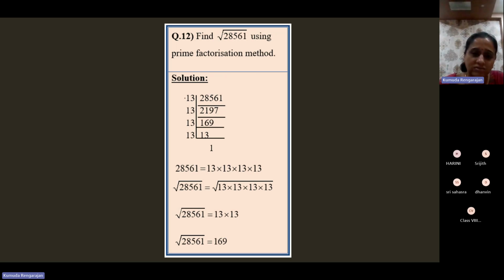So if you use 13 once, use it again, it will be divisible. Then you get 169. If you know 13 into 13 is 169, you will continue with 13. 13 13s are 13 ones. So 28,561 is 13 into 13 into 13 into 13. Take square root on both the sides. From 2 13s, 1 13 comes out. From 2 13s, 1 13 comes out. So 13 into 13 is 169. So the square root of 28,561 is 169.